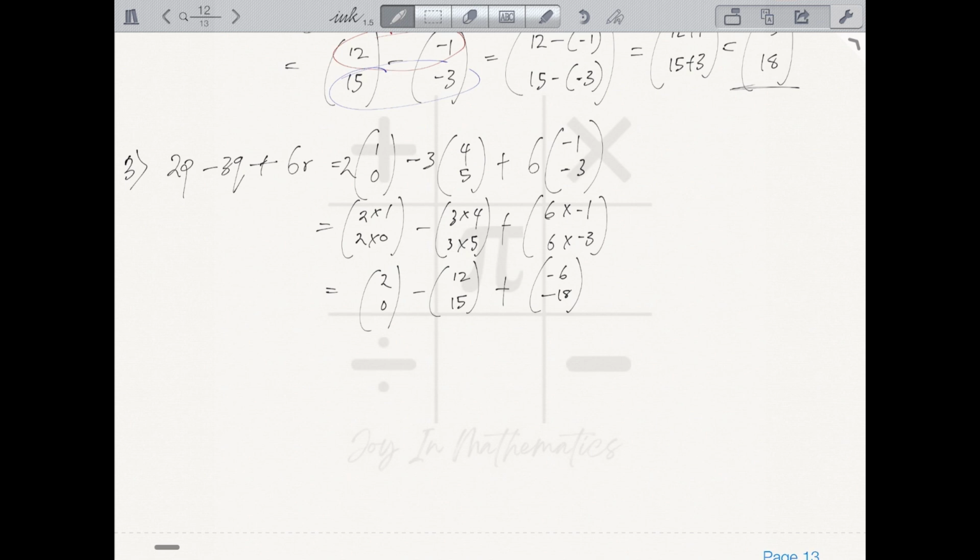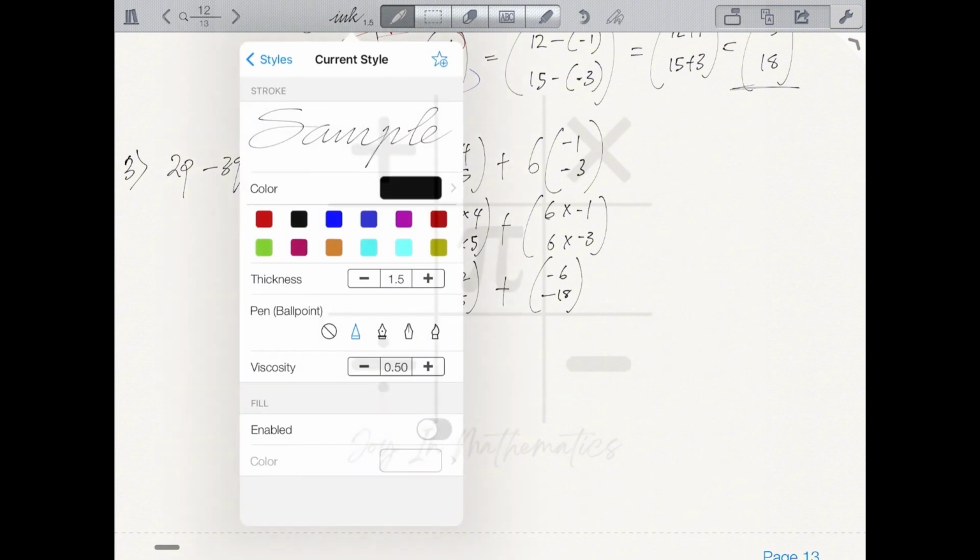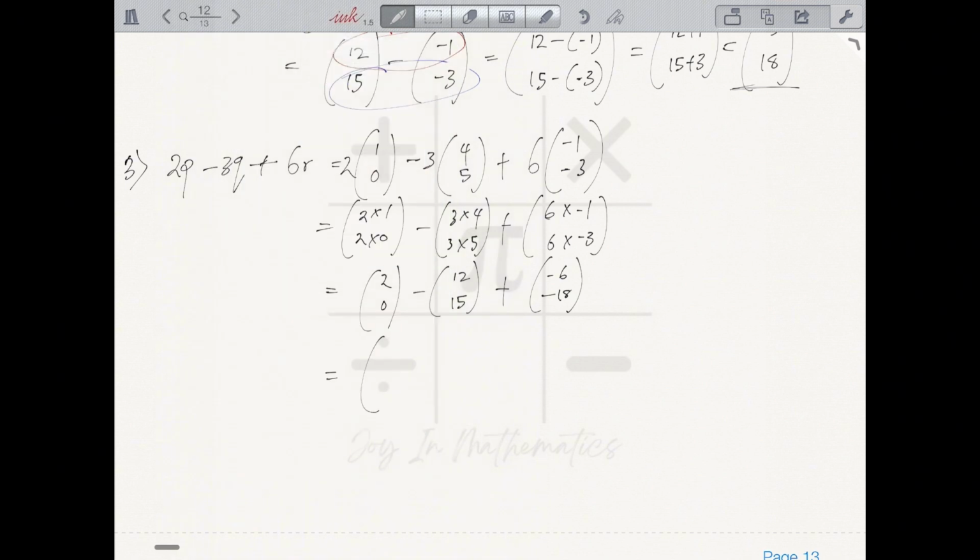Now, this looks familiar: addition and subtraction of vectors. So let's simplify everything all together at once. So for the x-axis, we have 2 minus 12 plus minus 6. And similarly, for the y-axis, we have 0 minus 15 plus minus 18.